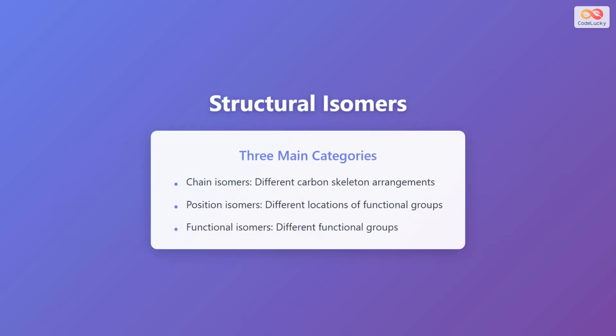Let's dive deeper into structural isomers. There are 3 main categories. First, chain isomers have different carbon skeleton arrangements, meaning the carbon atoms form different shapes or chains. Second, position isomers have functional groups located at different positions on the molecule. Third, functional isomers contain entirely different functional groups, which are the reactive parts of molecules that determine their chemical behavior.